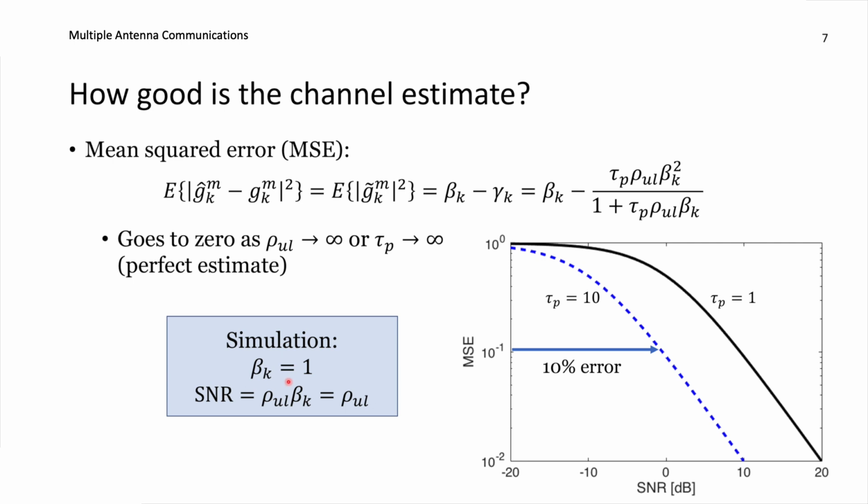So say that beta k is equal to 1. And the signal to noise ratio is then just equal to rho uplink. And that's what we're showing here on the horizontal axis, the SNR in dB scale. And here we are showing the mean squared error.